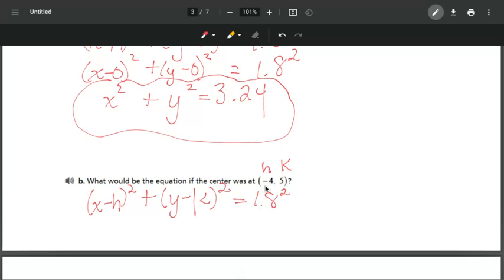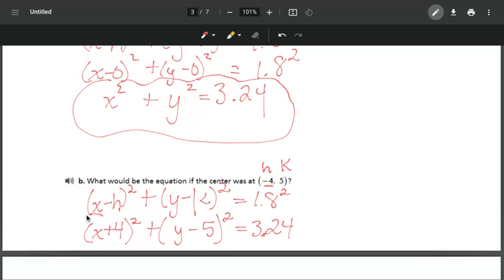Then I'm going to substitute negative 4 for the h. So x minus negative 4 would be x plus 4, squared, plus y minus the k, so I'm going to substitute 5 in for k, equals, and we said 1.8 squared was 3.24. So that's all you have to do.